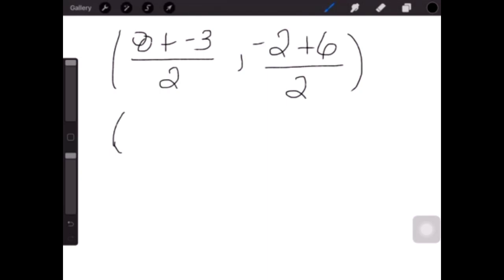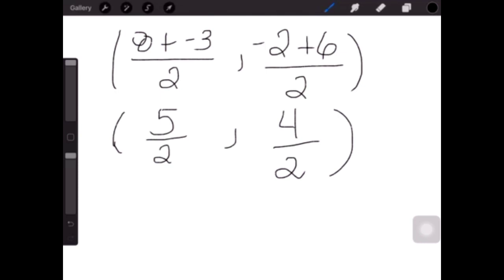To get the sum of 8 and negative 3, we have to use the rules in adding negative and positive integers. We have to subtract and use the sign of the higher number. And since 8 is the higher number, the 5 is positive. We apply the same rules to the next equation. The answer is 4 because 6 is the higher number. The final answer should be 5 over 2 and 2 because 4 divided by 2 is actually 2.